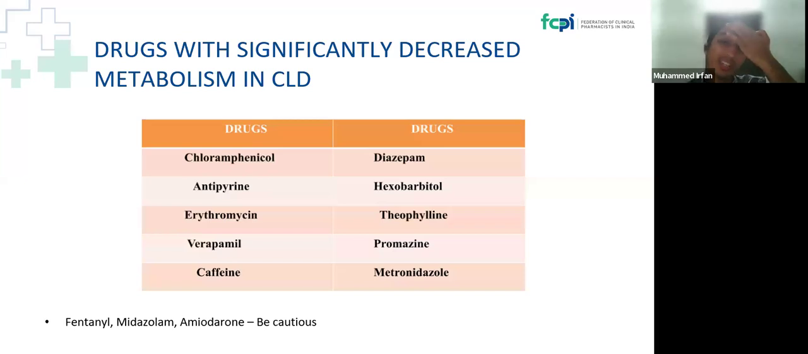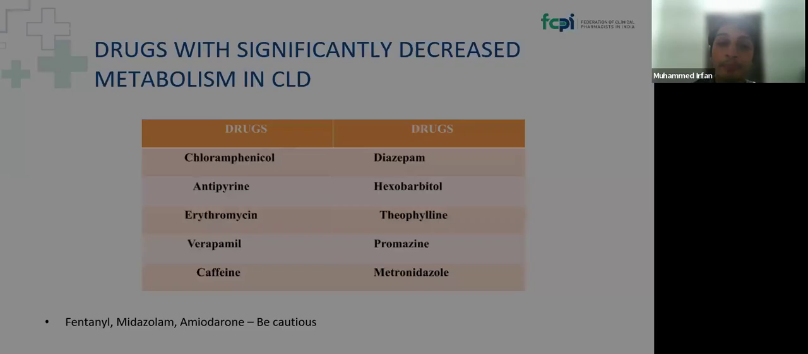Drugs with significantly decreased metabolism in CLD are the ones I have listed: chloramphenicol, erythromycin, verapamil, metronidazole, promazine, theophylline, and some drugs such as fentanyl, midazolam, amiodarone, which we give in critically ill patients or in the ICU setup. Mostly, we should be more cautious, because the elimination will be very much compromised in patients who have CLD.